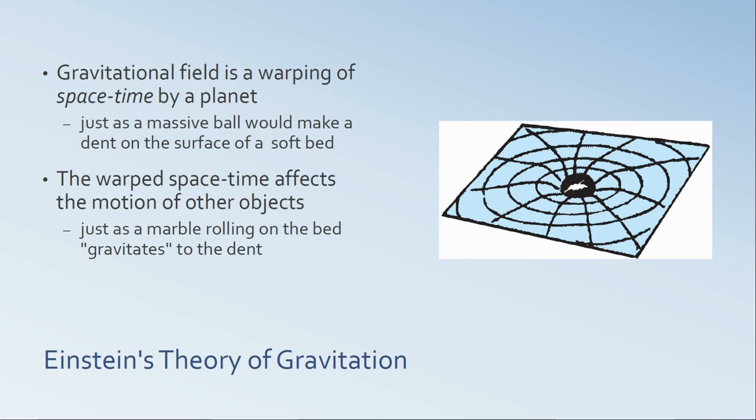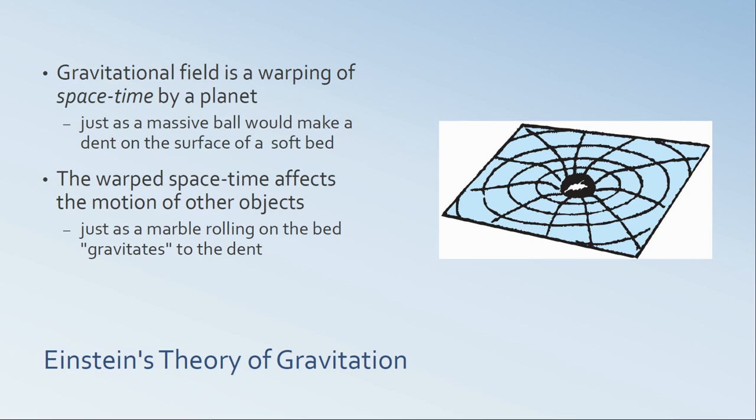But Einstein looked at it a different way. He said, let's look at gravity this way. Let's say we have a bowling ball and we have a nice soft mattress. And if we put our bowling ball on the mattress, what happens? The bowling ball makes a dent in the surface of the mattress. Okay? And so Einstein said this is what is happening with gravity. When we have a massive object like a bowling ball, it's putting a dent in space time.